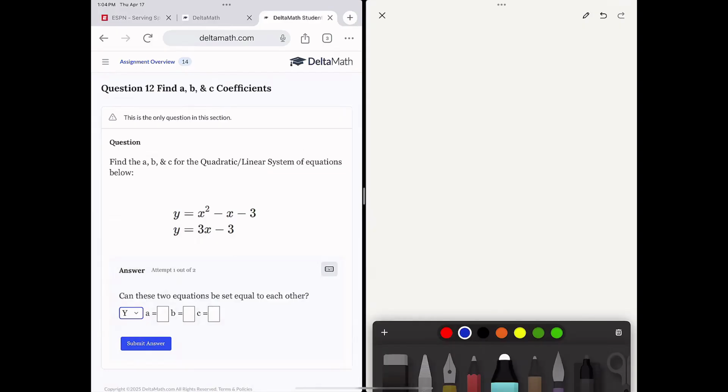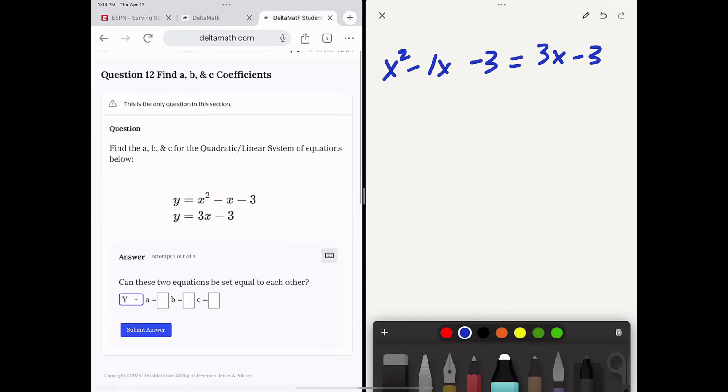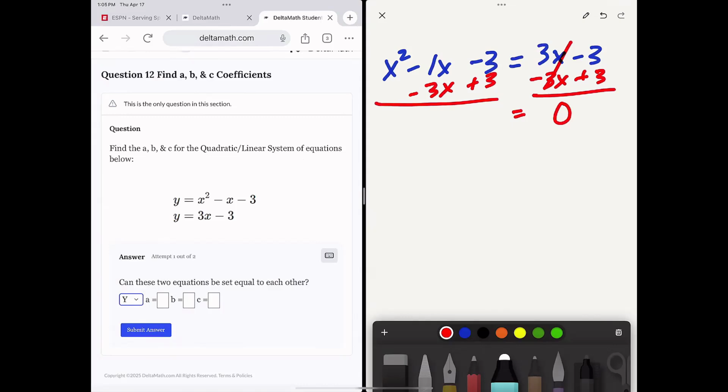So I'm going to write this: x squared minus 1x minus 3 is equal to 3x minus 3. Now, the reason that I know that is true is because they were both equal to y, so that means they have to be equal to each other. Just like we were doing in getting equations into standard form, we're going to move this minus 3x to the other side, subtracting it from the negative 1x. Then we're going to add 3 to this side, and add 3 over here to this constant as well. So on the right-hand side, it's going to be equal to 0. That's what we need in order to find the A, B, and C.